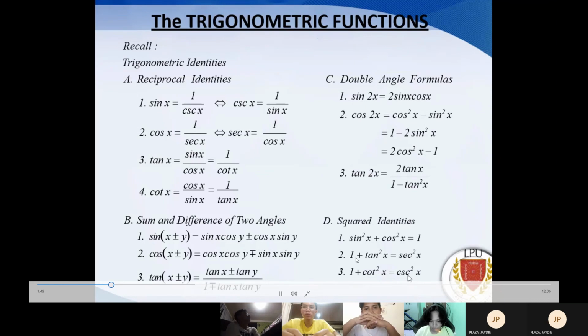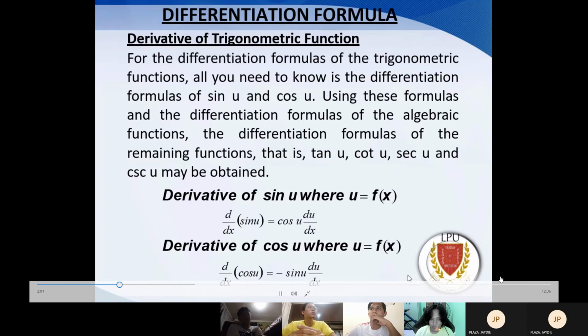I've already given all this to you during your fundamentals. That's why this is a recall. We will be using all of this as we simplify trigonometric functions and take its derivative. So for the differentiation formula, the derivative of the trigonometric functions. For the formula of trigonometric functions, all you need to know is the differentiation formula of sine u and cosine u. Using this formula and differentiation formulas of the algebraic functions, the differentiation formula of the remaining functions, tangent, cotangent, secant, and cosecant may be obtained.